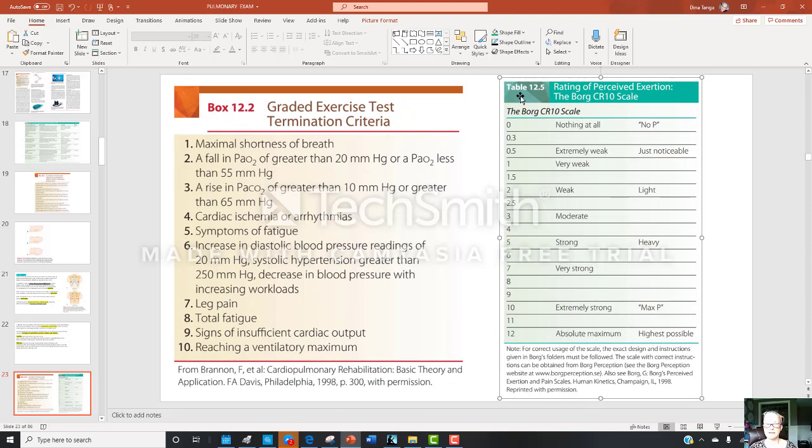And here's a table of ratings of perceived exertion, a Borg CR10 scale. 0, nothing at all. Let's see, 0.5, extremely weak, just noticeable. 2 is weak, light. A 5 is strong, heavy. A 10 is extremely strong. And a 12 is absolute maximum, highest possible.